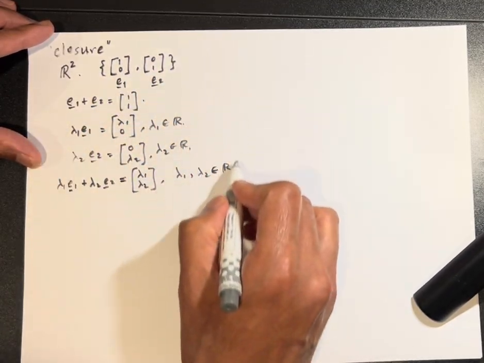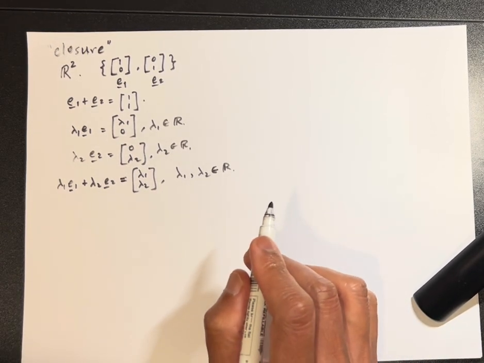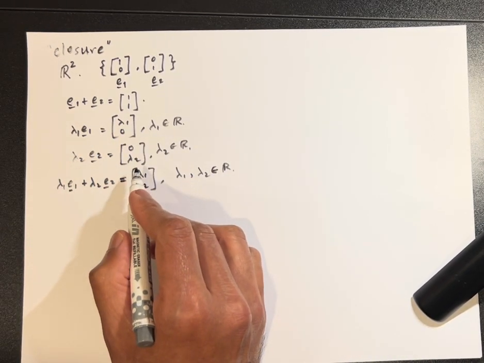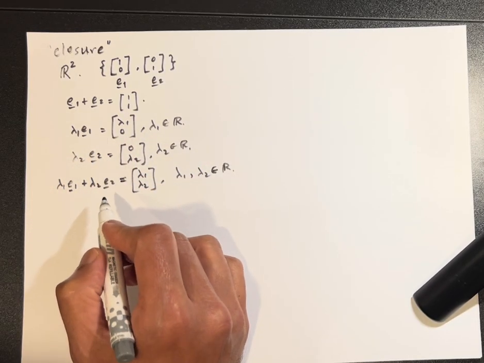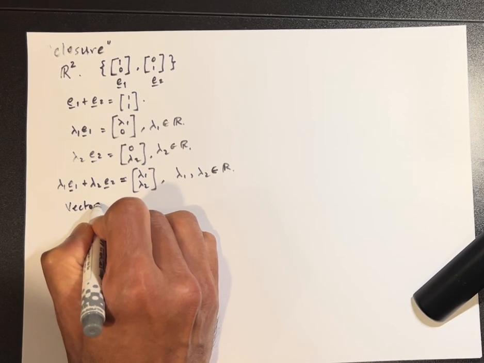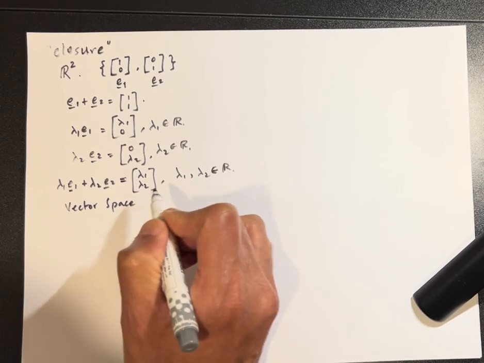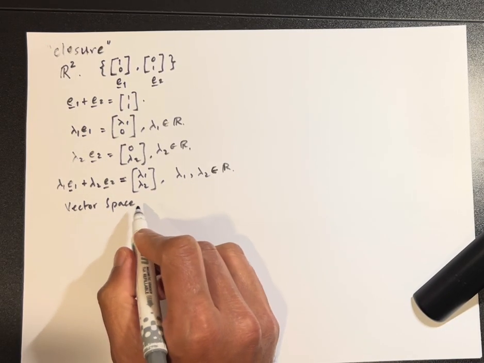So this whole space of vectors resulting from this addition and scalar multiplication is called a vector space, right? So R2 is a vector space. Now we will cover vector spaces later on.